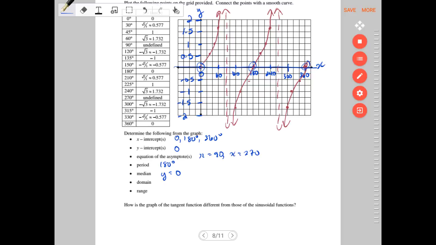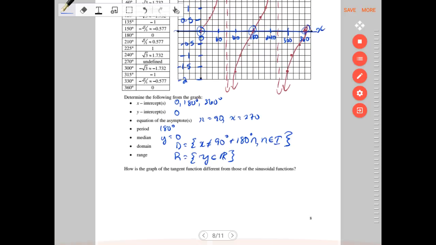Okay. The domain, because we have vertical asymptotes, our domain has been restricted, so the domain will equal x cannot be 90 and any 180 degrees from 90, so that's okay. And the range will be, it goes infinitely in both the x and y directions, so y belongs to the reals.